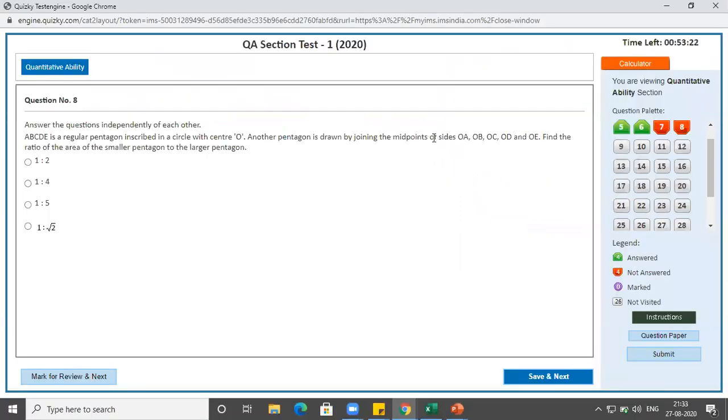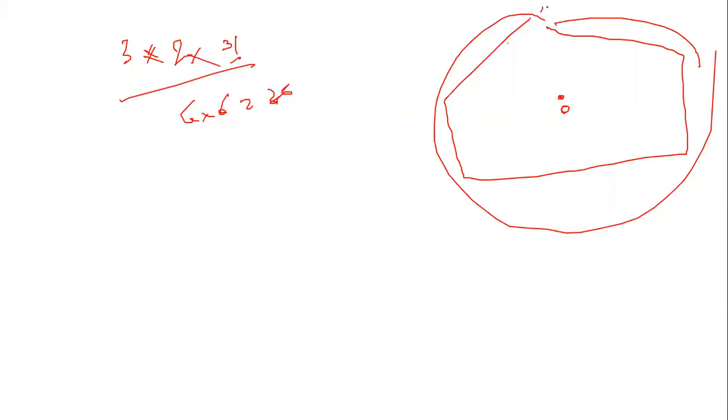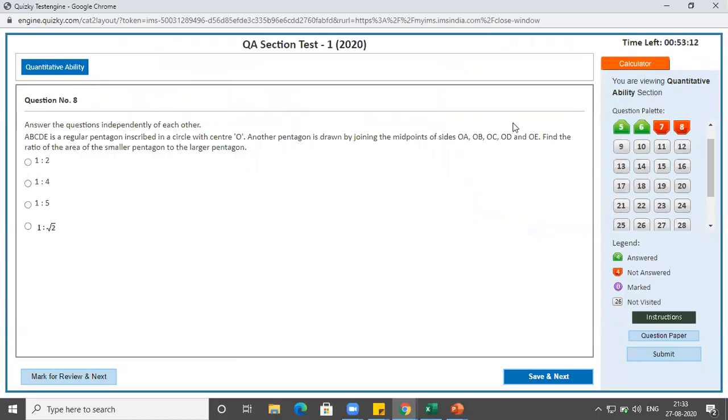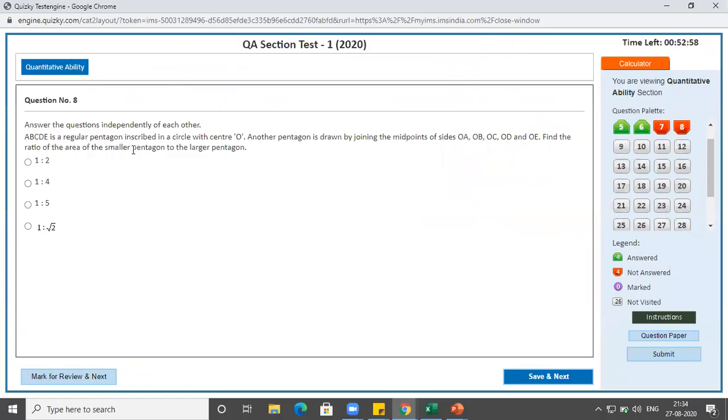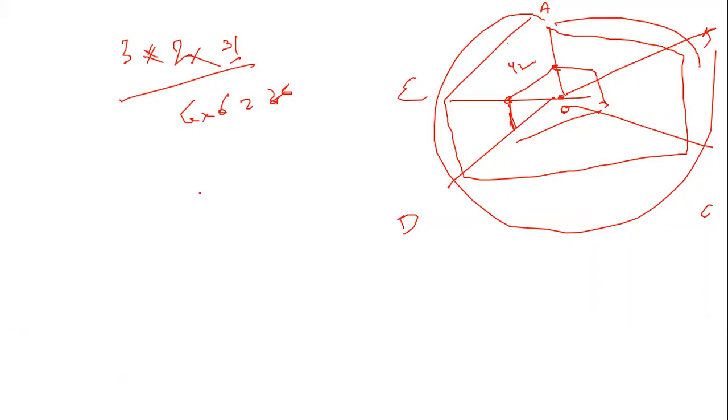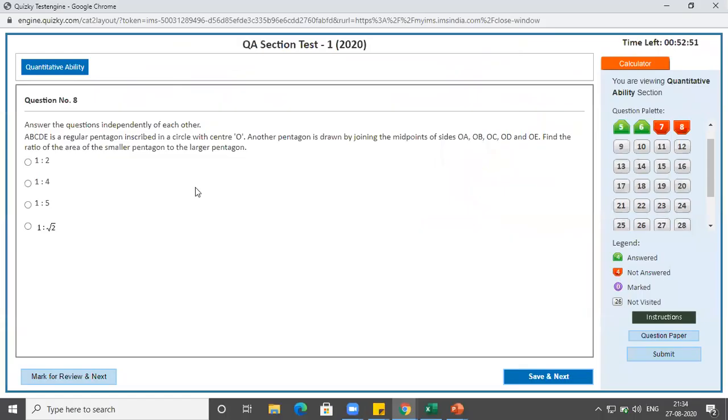Another pentagon is drawn by joining the midpoints of sides OA. A, B, C, D, and E. Midpoints of OA, OB and so on, all from O, so take their midpoints and join them. The midpoint being taken, this will be half of this size. Okay. Find the ratio of the area of the smaller pentagon to the bigger pentagon. Area of the smaller pentagon is going to be 1 by 4, the bigger 1 by 1. Answer is going to be 1 by 4. Option B.